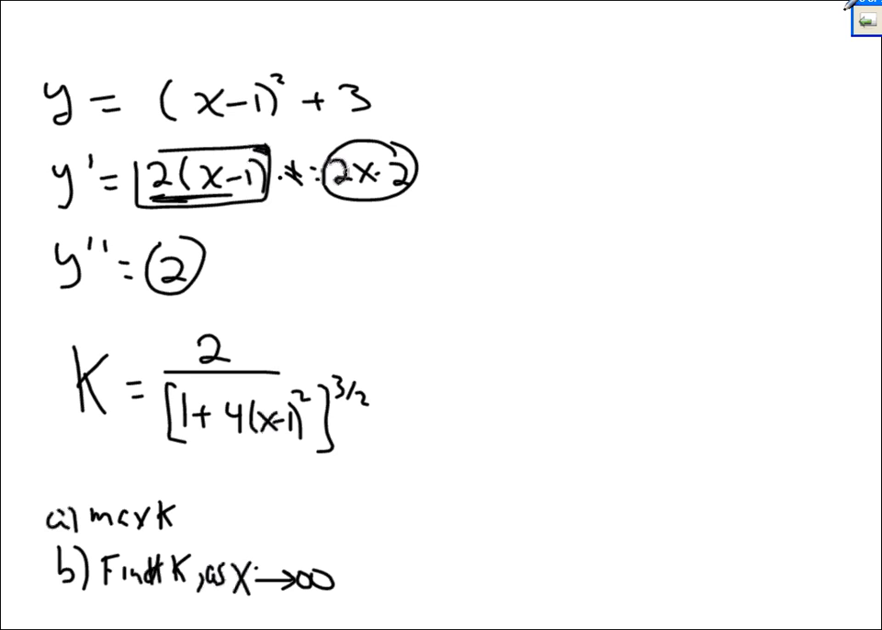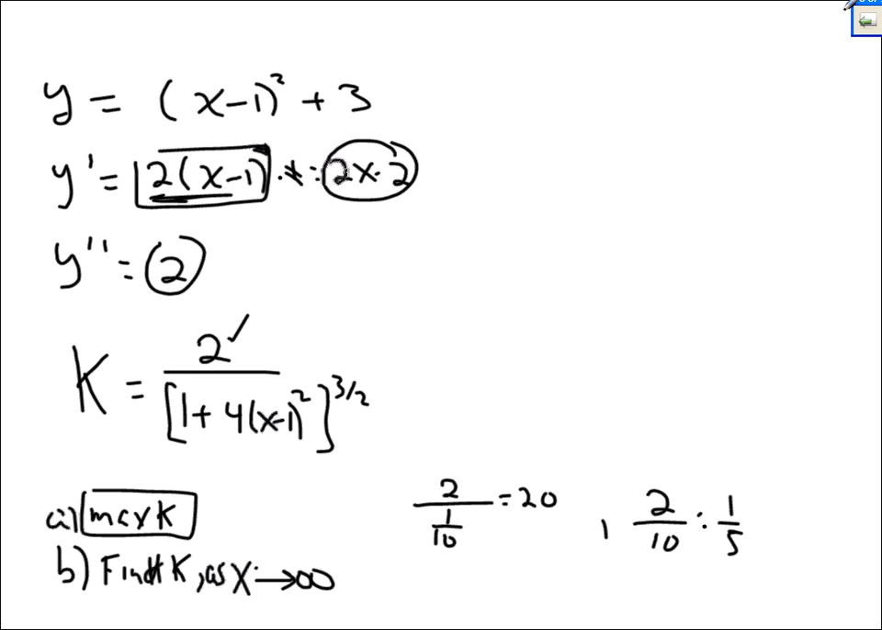Now, I want to know what the most k can be. Now, you can take the derivative of k and set it equal to 0 and find a max. But the bottom line is, the top is 2. For k to be the biggest, I want the bottom to be small. I mean, you divide 2 by a tenth, you get 20. Divide 2 by 10, you get a fifth. That is, you want to divide by the least. That is, I want the denominator to be the least.